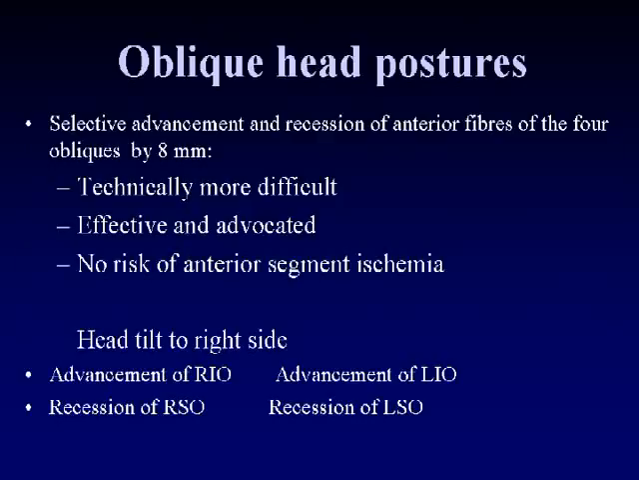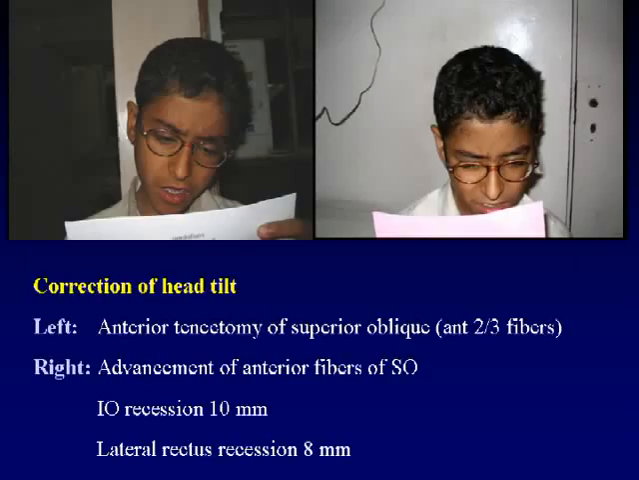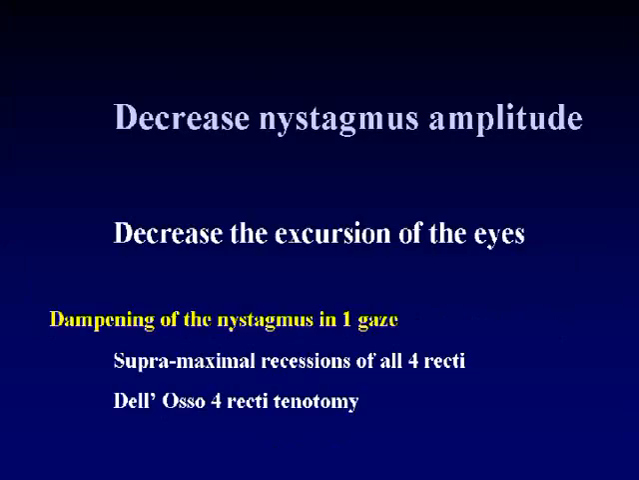Selective advancement and recession of the anterior fibers of the oblique muscles is technically more difficult, but the results can be more gratifying, as we had done in a case like this, where pre and post you can see the correction of the head tilt with operating on the oblique muscles.